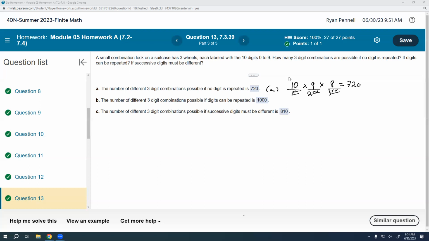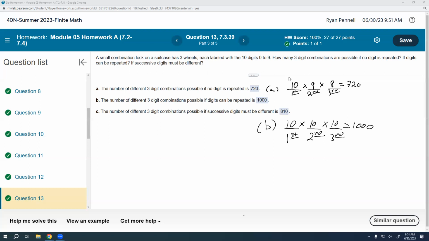720 combinations. Part B says it can be repeated. The first, the second, third. For the first one, I have 10 choices, but that number can be repeated. So I have 10 more choices, 10 more choices. So I just have 1,000.